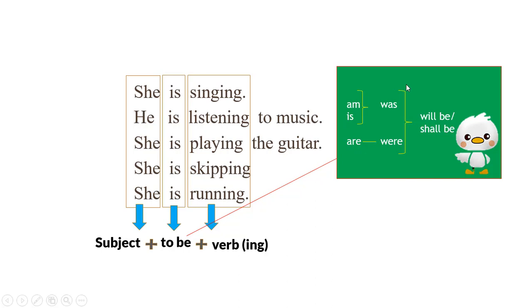What is the singular past tense be verb? That is was. Am, is, both those be verbs become was when it goes to the past tense. Present tense be verb are becomes were when it goes to the past tense. For both singular and plural, in future, we use the be verbs will be or shall be.